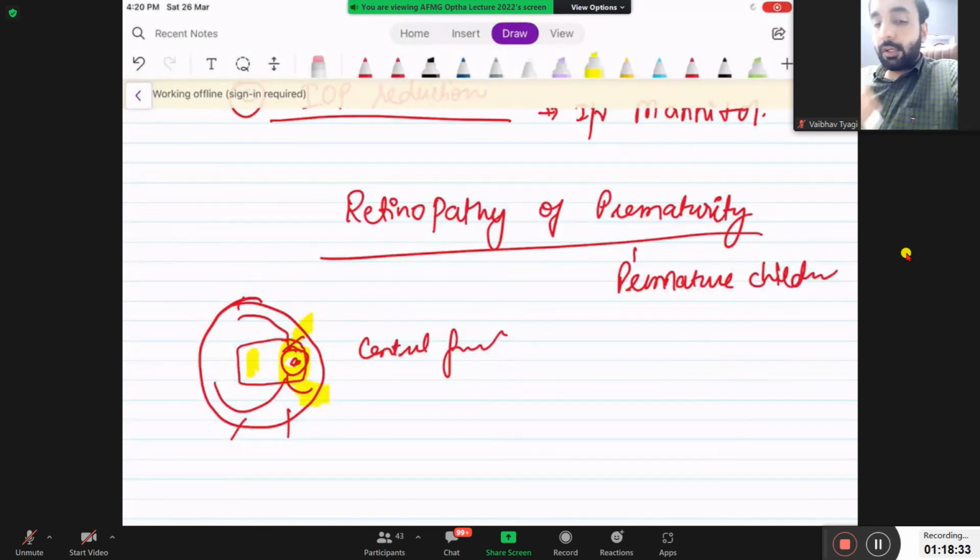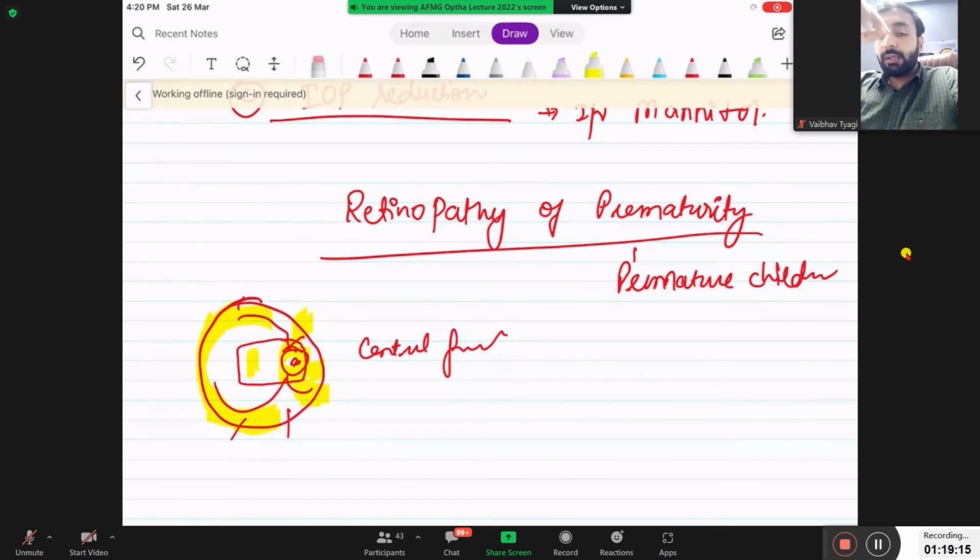After the optic disc, which part of the retina gets vascularized in utero? The nasal retina. And in the last, when the child is 39 to 41 weeks, your temporal retina gets vascularized. So vascularization in utero starts around the optic disc, then it reaches your nasal retina, and after that, when the child is 39 to 41 weeks, your temporal retina gets vascularized.